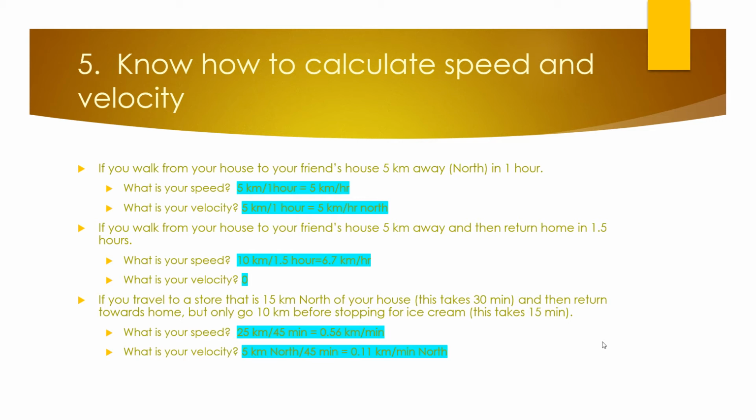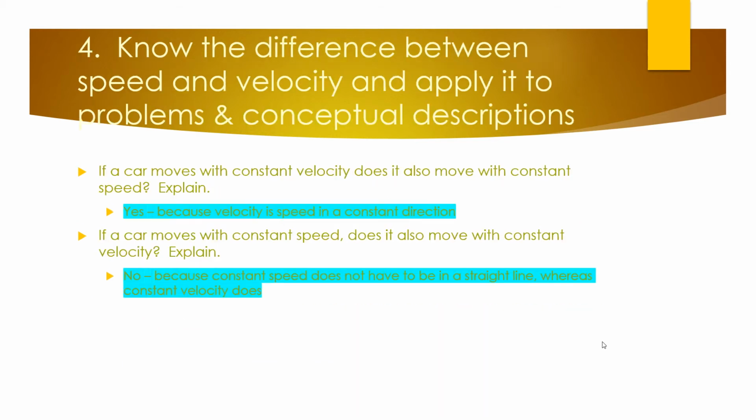Third example, if you travel to a store that is 15 kilometers north of your house and it takes 30 minutes, and then you return towards home but only go 10 kilometers before stopping for ice cream, and that takes 15 minutes. What is your speed? Distance over time, that was 25 kilometers divided by 45 minutes, and you get 0.56 kilometers per minute. What is your velocity? That's displacement divided by time. 5 kilometers north divided by 45 minutes equals 0.11 kilometers per minute north.